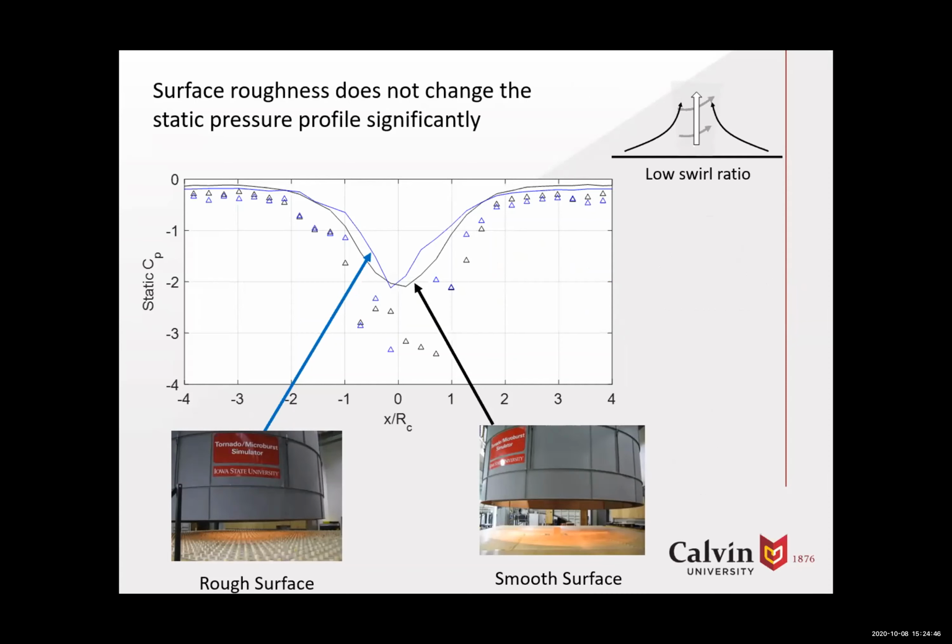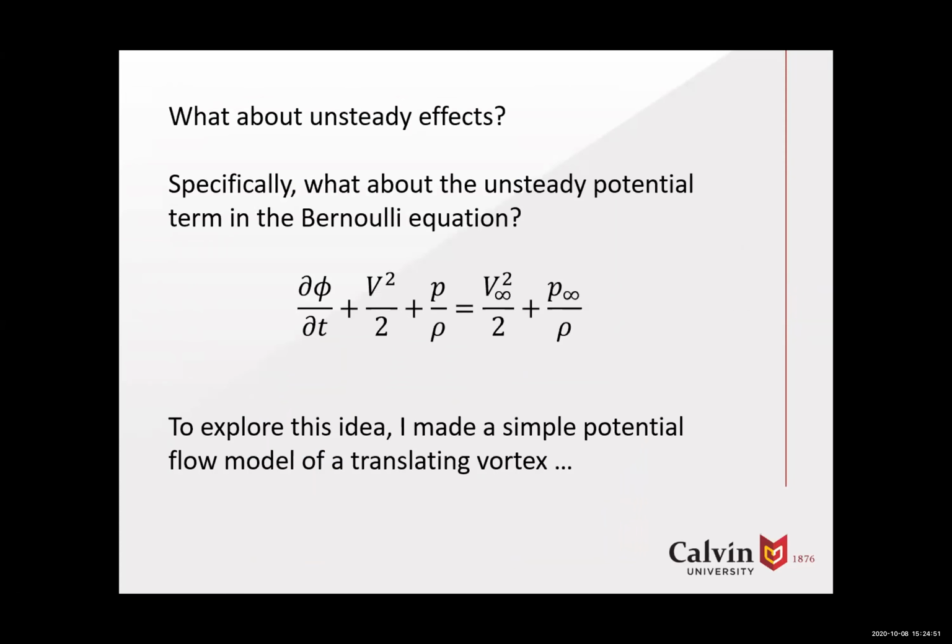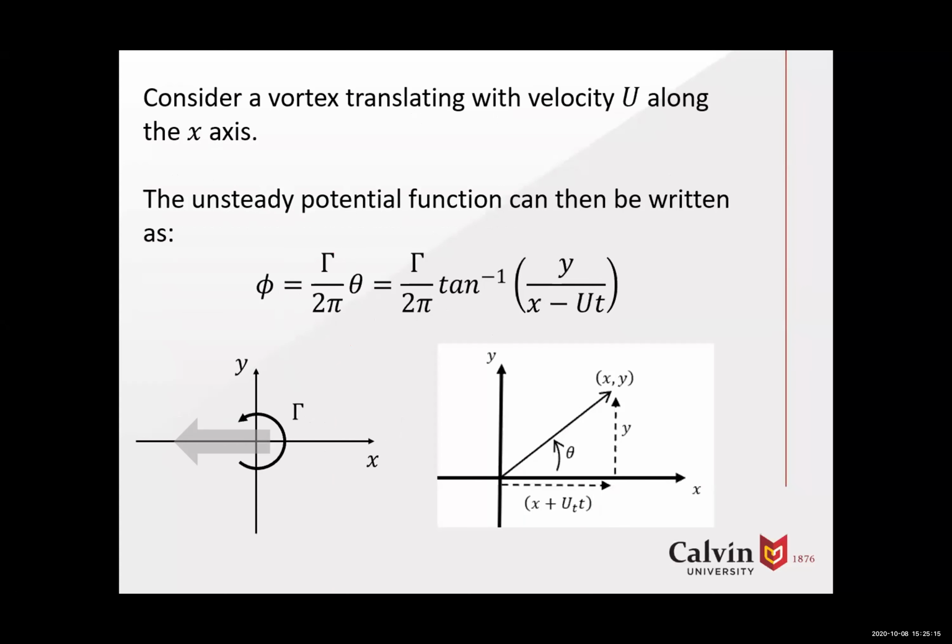But more specifically today, I just want to call your attention to something different than that, and that is an unsteady effect. Specifically, I'm talking about this unsteady term in the Bernoulli equation that often is just ignored in this type of modeling. So to explore this idea, I made a simple potential flow model of a translating vortex. I've got a vortex here that's just translating in the negative x direction like this.